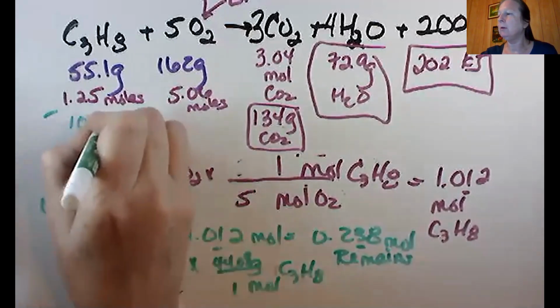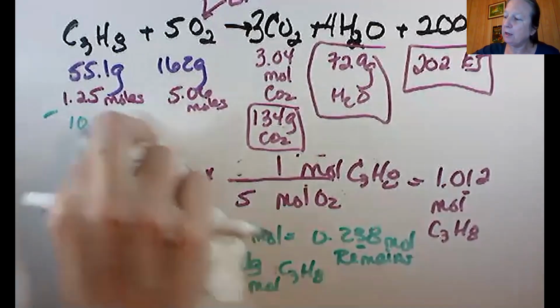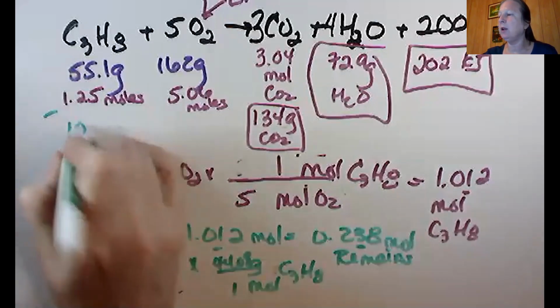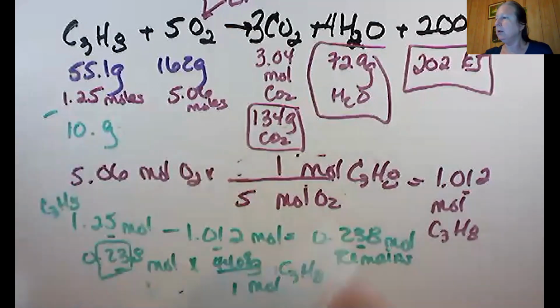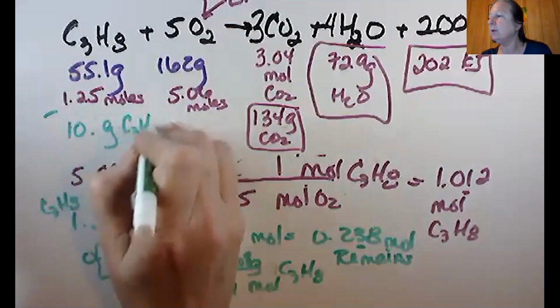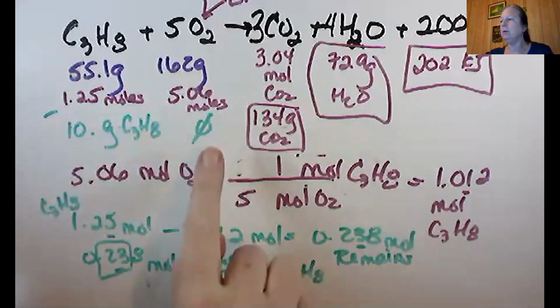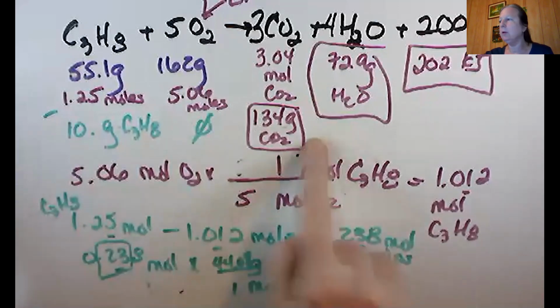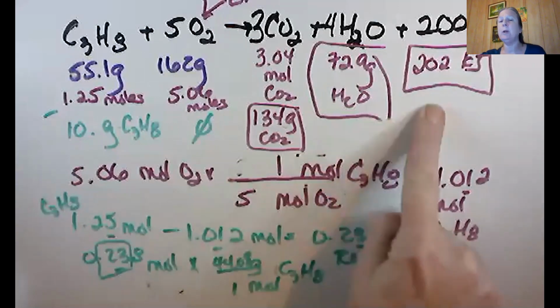However, because we are now at 2 sig figs, it's 10. So the answer is 10. And if you want to say without question that that's significant, you can put a dot there, of propane left. And of course you have no oxygen left. You've consumed it all, right? So in that table, what goes in the bottom is 10 grams, 0, 134 grams, 72.9 grams, and 202 kilojoules.